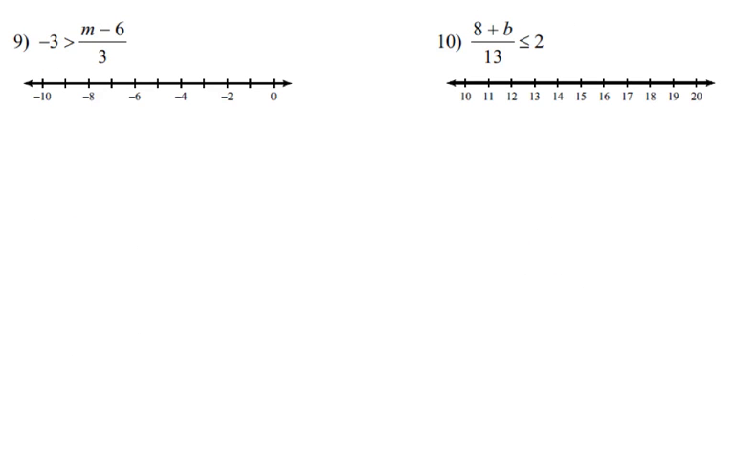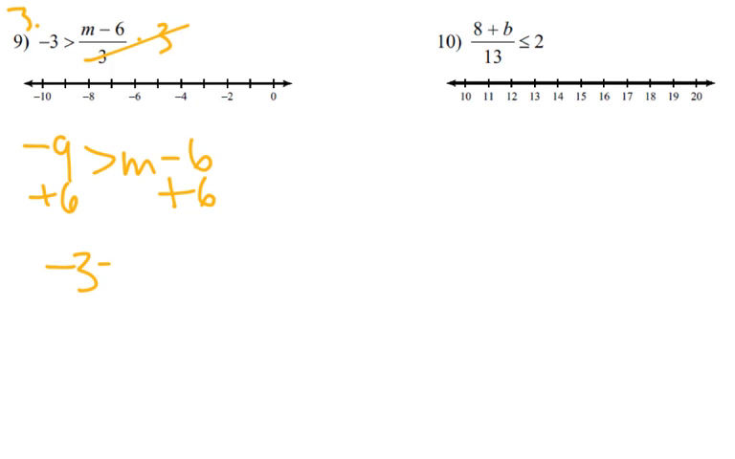We'll come back to the other one. Okay, so times by 3, negative 9 is greater than m minus 6, because that becomes 1, and so we can get rid of it. Okay, then we add 6 to both sides. Negative 9 plus 6 is negative 3, is greater than m. So negative 3, hollow circle, because there's no equal to. M is smaller, so I shade to the left.